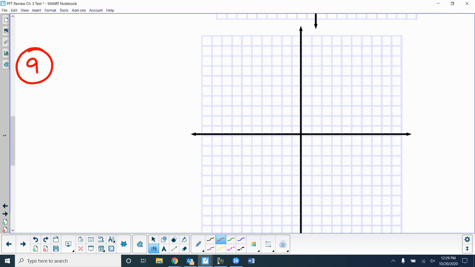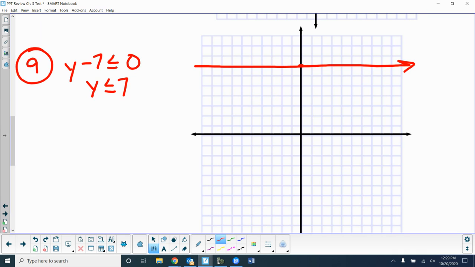Number 9, y minus 7. So I gotta add 7. So another horizontal line. 1, 2, 3, 4, 5, 6, 7. Solid because it's got the equal to in it. Below the line or above it? Below. Very good because it was less than.